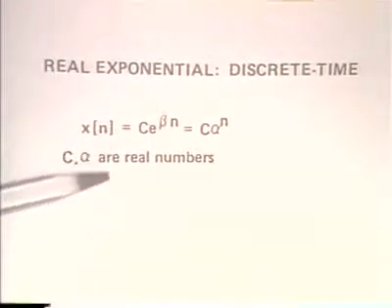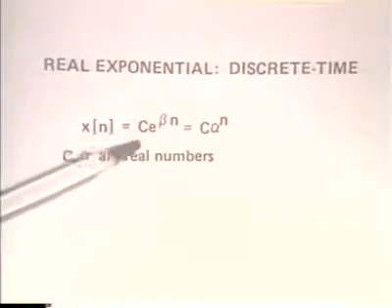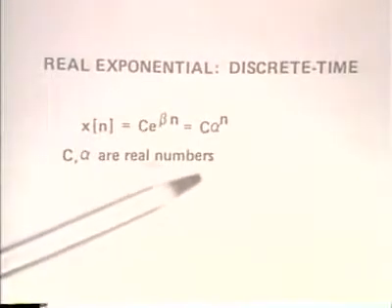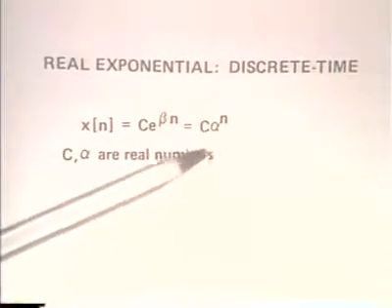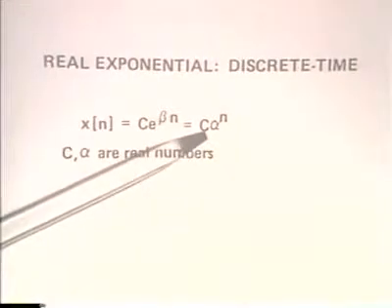convenient, in part for a reason that I'll indicate shortly, we can rewrite this as c times alpha to the n, where, of course, alpha is equal to e to the beta. More typically, in the discrete time case, we'll express the exponential as c times alpha to the n. So, for example, this becomes essentially a geometric series or progression as n continues for certain values of alpha.